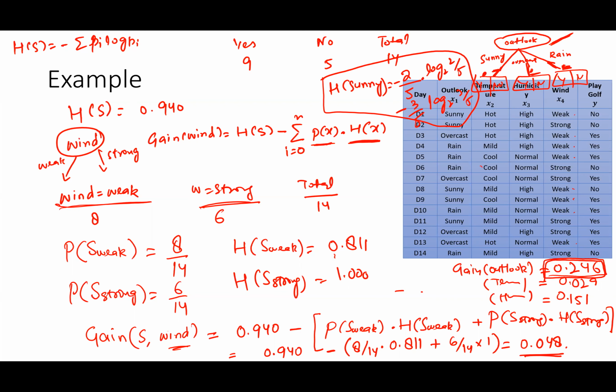Then at this node, we will have to find out which of the attributes we have to split upon. So now we have only 3 attributes: temperature, humidity, and wind. Again, we will find the gain of temperature, gain of humidity, gain of wind, whichever that becomes. So we will select that attribute here.